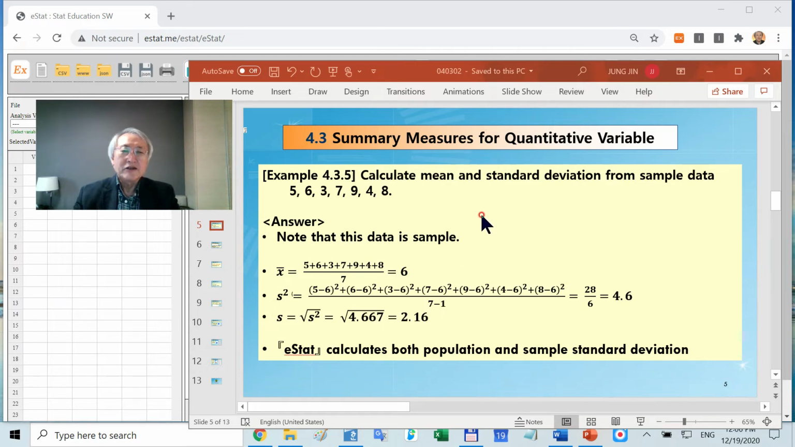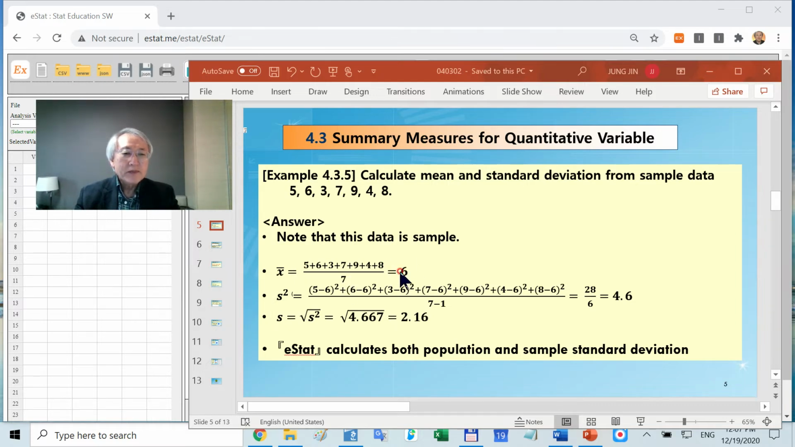Let's try to calculate mean and standard deviation. It says it is sample data. You have 7 numbers. Calculation of the mean, we denote it as x bar. Adding them all and dividing by 7 will give you this number.